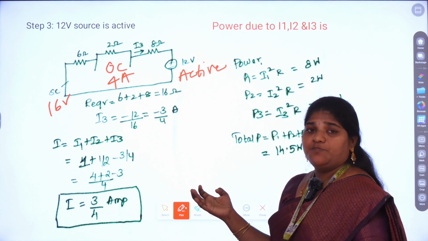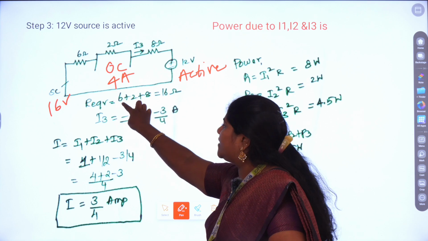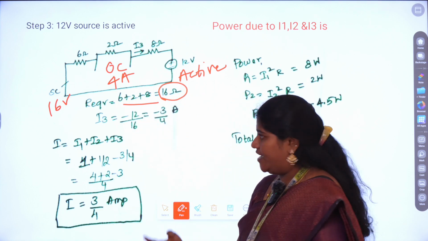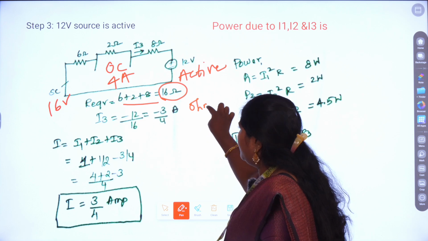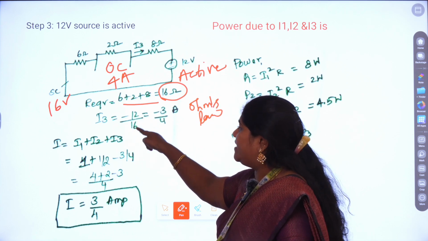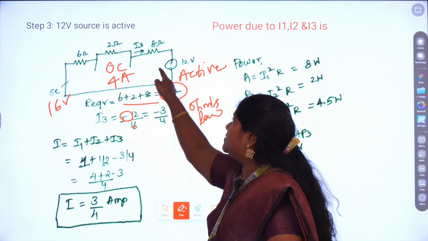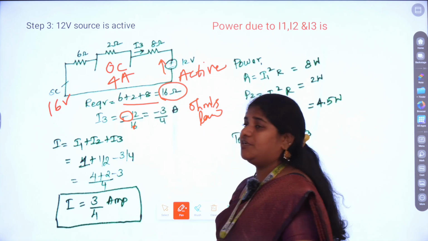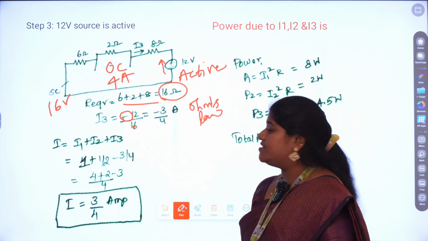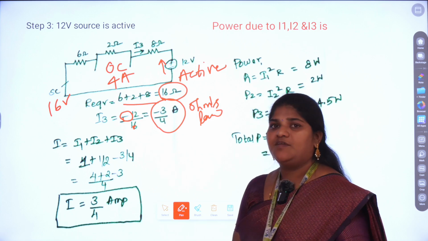Again, this becomes a very simple series circuit. As you can see, 6, 2 and 8 are all connected in series, which sum up to 16, and by Ohm's law, current I is equal to minus 12 by 16. The reason for this minus is that the directions are opposite to each other. That is the reason we have introduced a negative sign. So on simplification, the value of current is found to be minus 3 by 4.